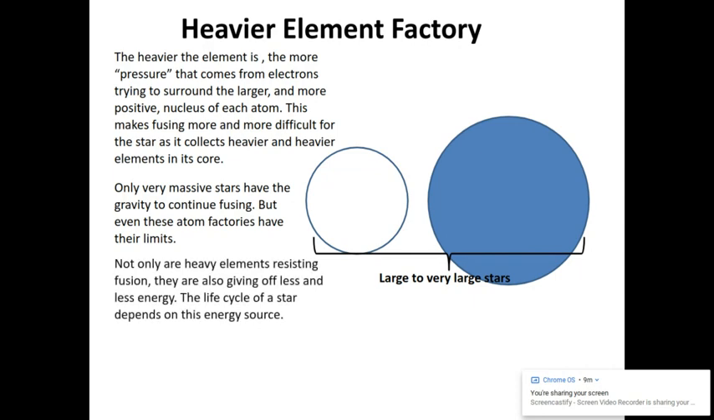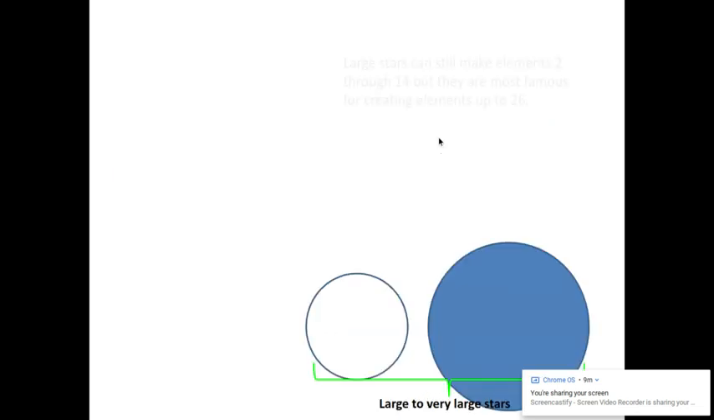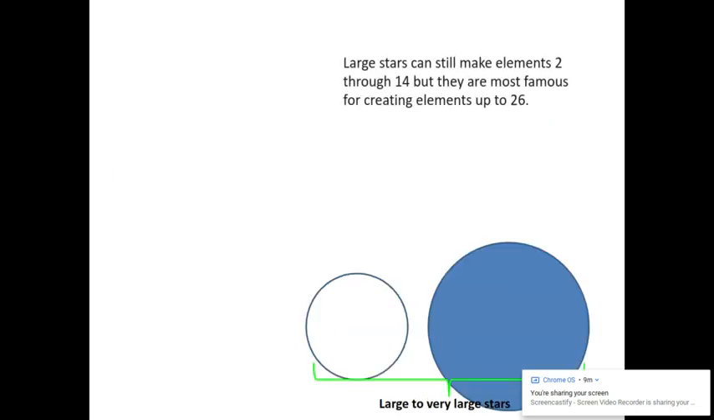Not only are heavy elements resisting fusion, they are also giving off less and less energy. The life cycle of a star depends on this energy source. So if they're giving off less energy, soon the star will eventually die. And that pretty much happens at iron, because at this point you need to start putting energy in. So the final element that gives off energy is iron. And this is the sticking point for fusion. So eventually the star becomes so massive with iron, it will implode on itself and die.